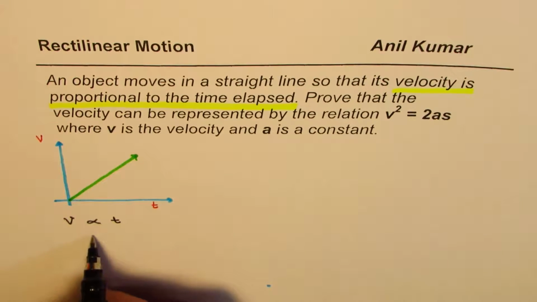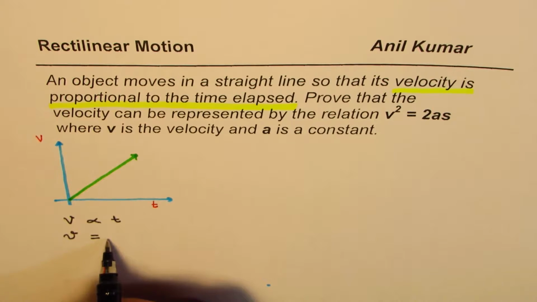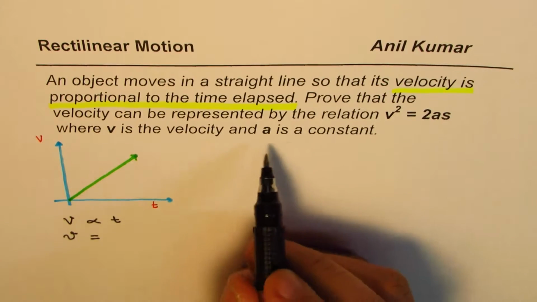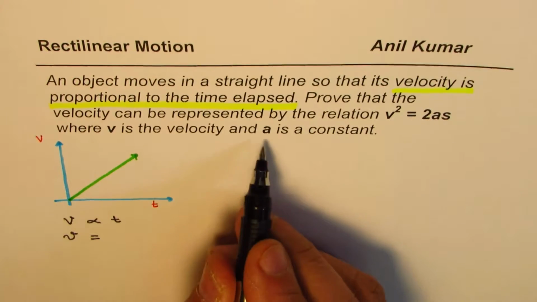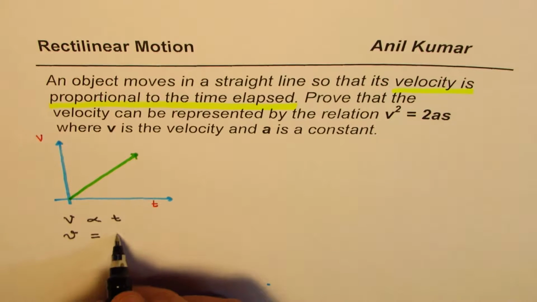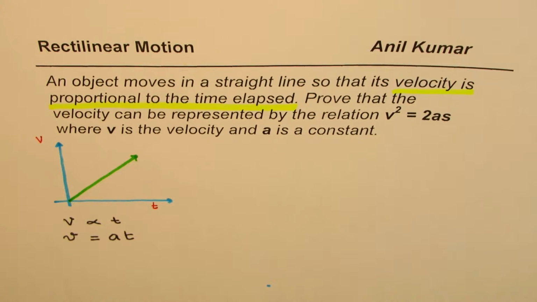Now whenever you have a proportionality sign, you could always write this as some constant times t, right? In the given question, we are given v is the velocity and a is a constant, so I'm using the letter a. So I'm writing at. So a is a constant, so velocity equals at.